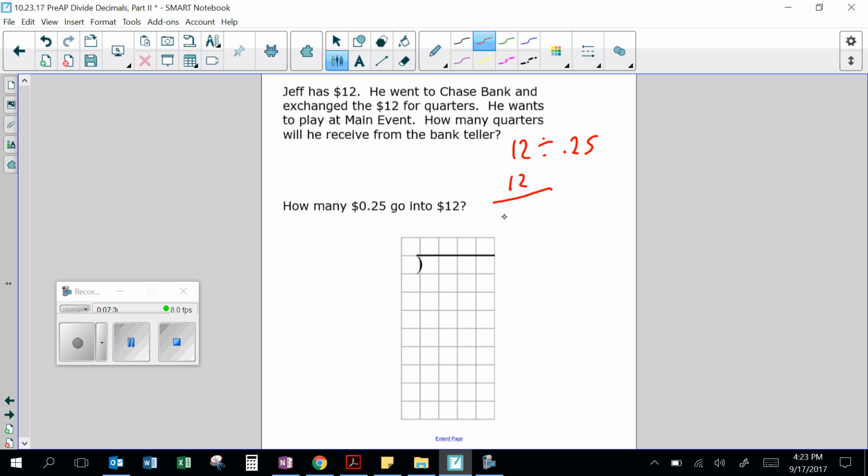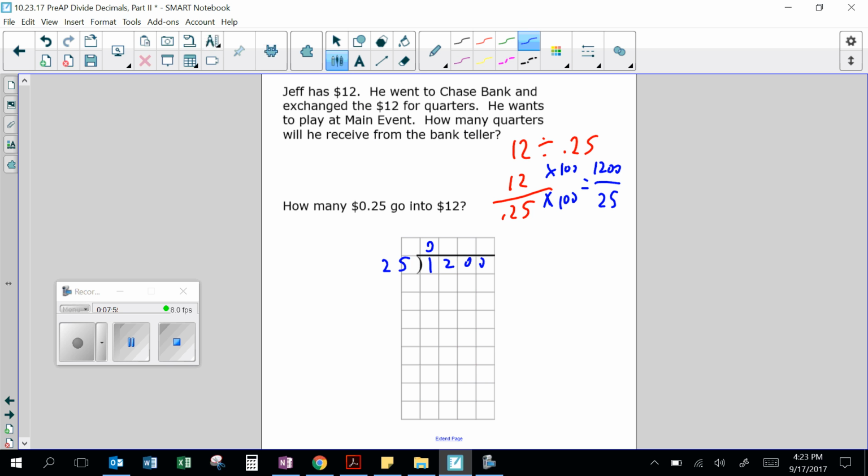Can I write this in fractional form? What power of 10 should I multiply 2,500 by? Well, this is in the hundreds place, so I'm going to multiply by 100. So that'll be 25. And if I multiply 12 times 100, that's 1,200. So what is 1,200 divided by 25?